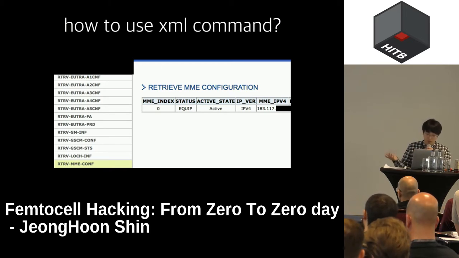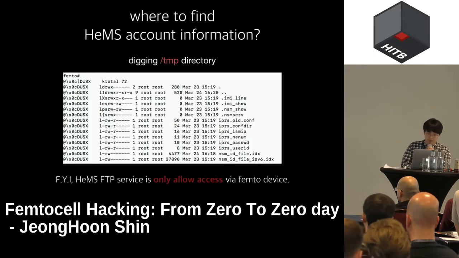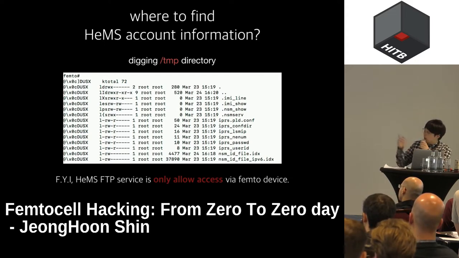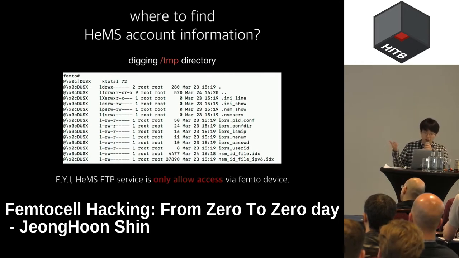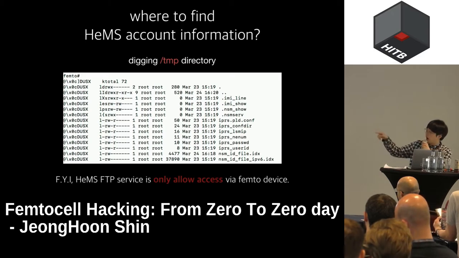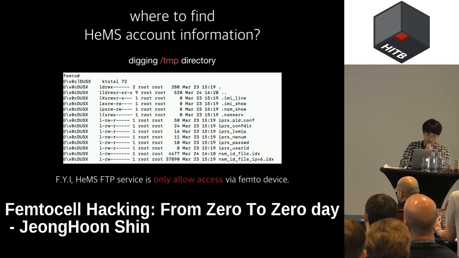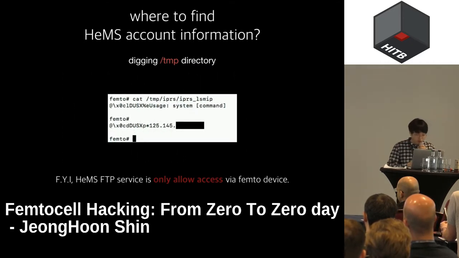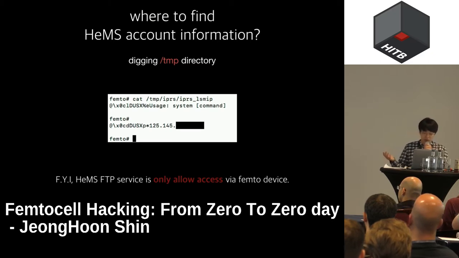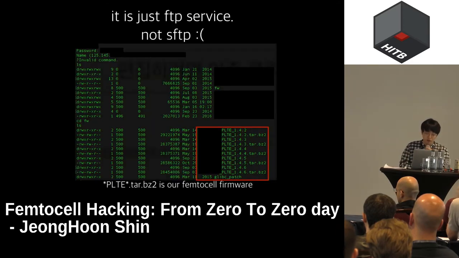Now, let's look for the other vulnerabilities. First, let's look for the system file with FTP information. This can easily be done with the IP address and account information exposed on the temp directory. You can see the files that start with IPRS. Please note that the FTP of HEMS is not accessible from the outside. It can only be accessed through the Femto device. You need to FTP access from the Femto device.